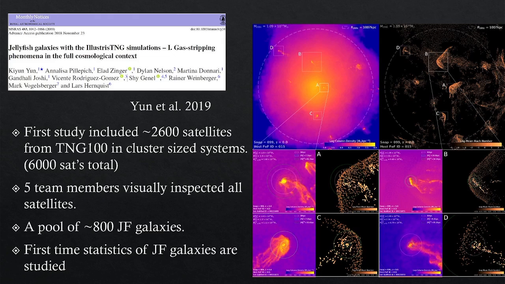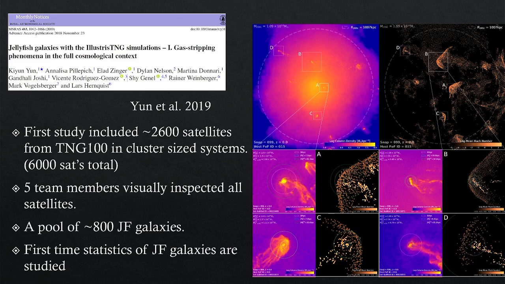So our first project on this subject came out in 2019, led by Kyun Yoon. We looked at about 2,000 galaxies. We did all the visual classification in-house, just 5 of us looking at a bunch of pictures. We ended up with about 800 jellyfish galaxies. It was really cool. This is a nice picture. You can see the bow shocks that are identified around these galaxies.